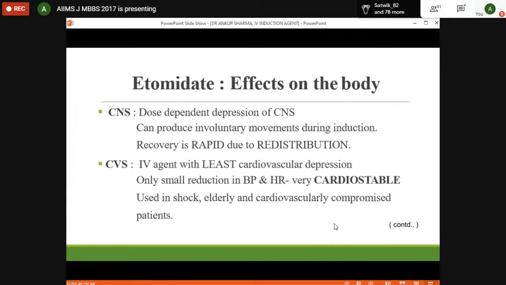What are the effects on the body? It causes dose-dependent depression of CNS, can produce involuntary movement during induction, but recovery is very rapid due to redistribution. It is the IV agent with least cardiovascular depression, with only a small reduction in BP and heart rate, very cardiostable. It can be used in shock, elderly, and cardiovascular compromised patients. One question usually comes in your PG exam: which is the most cardiostable IV induction agent? The answer is etomidate.